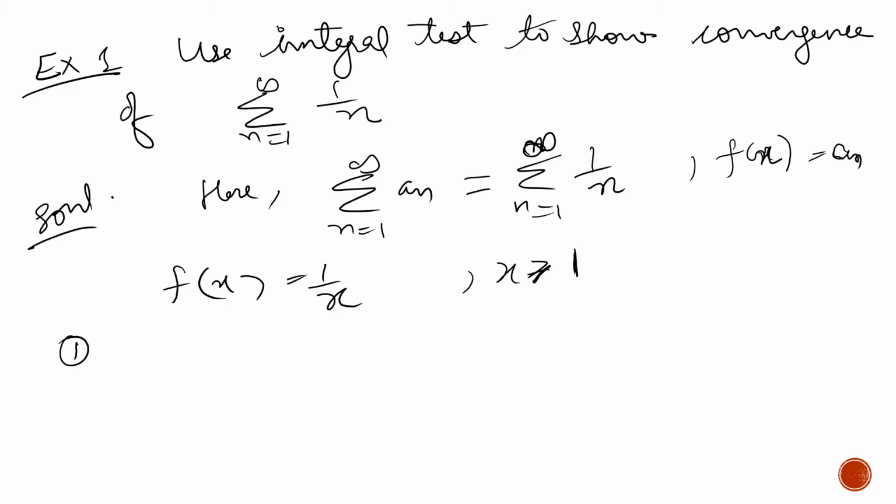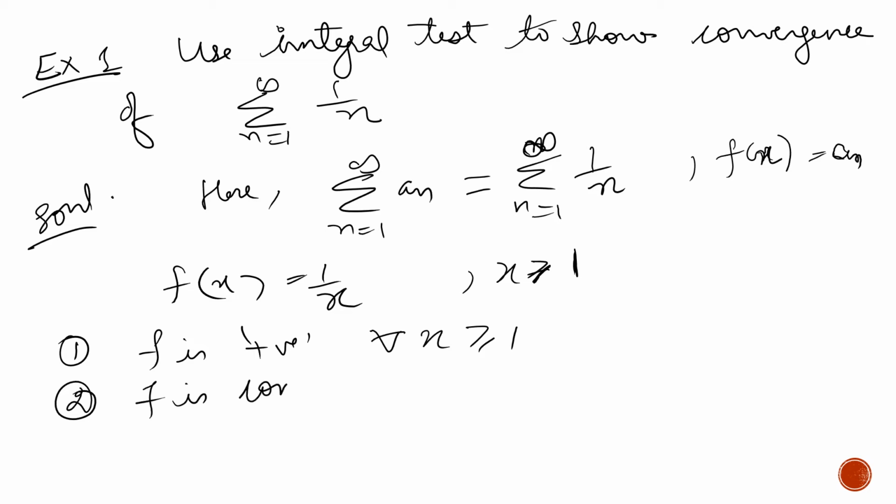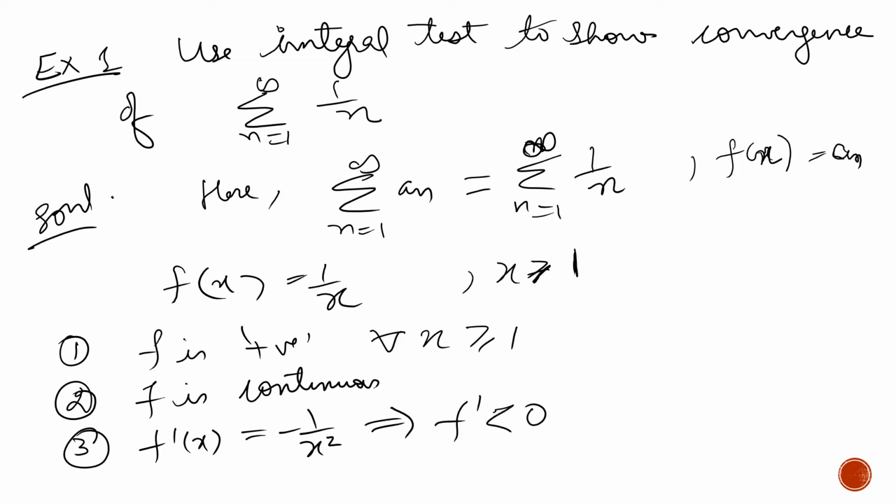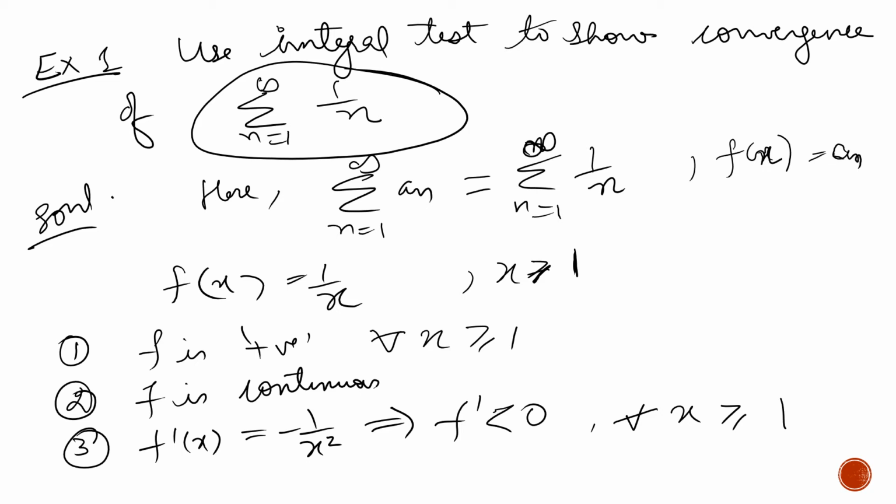Now observe first that f is positive for every x greater than or equal to 1, secondly f is continuous, and thirdly f dash x is equal to minus 1 by x square. This ultimately indicates that f is decreasing for every x greater than or equal to 1. Now you can easily see that all the conditions of the Cauchy integral test are satisfied. So we can find the convergence or divergence of this series using the Cauchy integral test, since all the prerequisites are satisfied: f is positive, f is continuous for every x greater than or equal to 1, and f is decreasing.